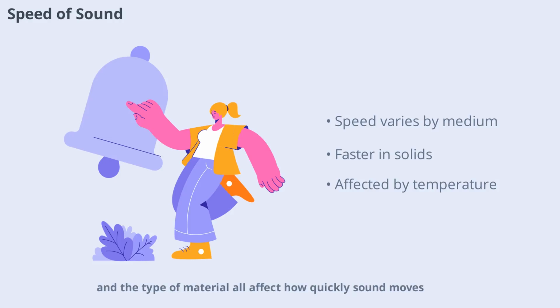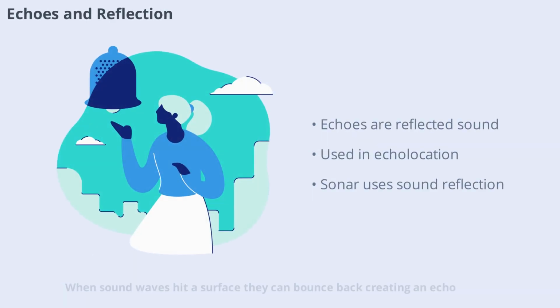Temperature, humidity, and the type of material all affect how quickly sound moves. That's why thunder sounds slower on a cold day compared to a warm one. When sound waves hit a surface, they can bounce back, creating an echo. This is called reflection. You might have noticed echoes in a canyon or a large empty hall. The harder and smoother the surface, the clearer the echo.